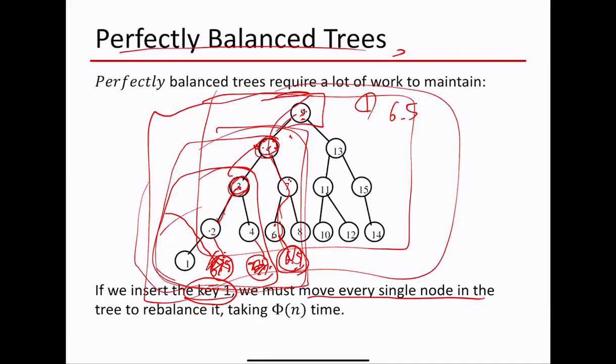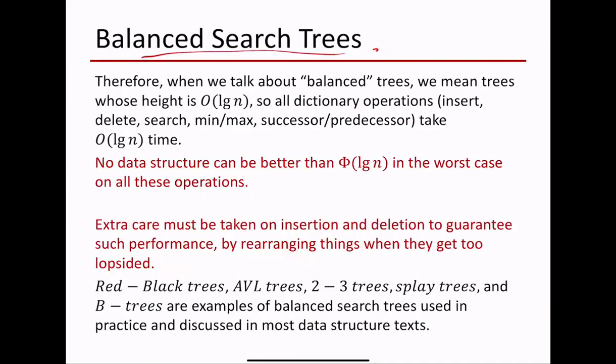So, balanced search tree. When we talk about the balanced tree, we mean the trees whose height is log n. So all dictionary operations take big O of log n time, more precisely. Previously, we talked about big O h. It could be skewed, but in a perfect balance, we can say log n, not just h. So no data structure can be better than log n in the worst case.